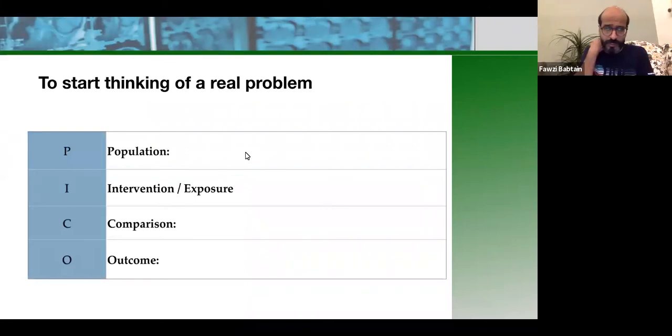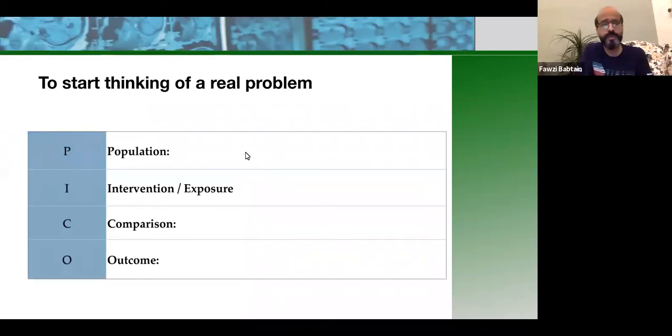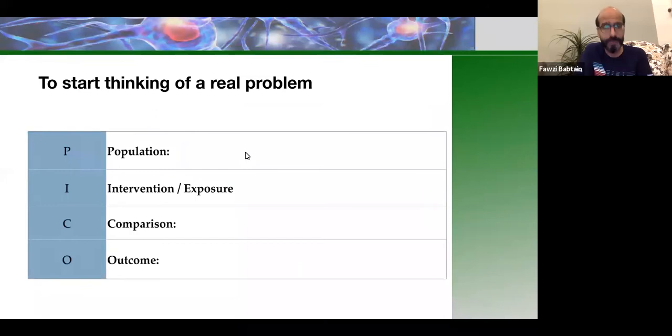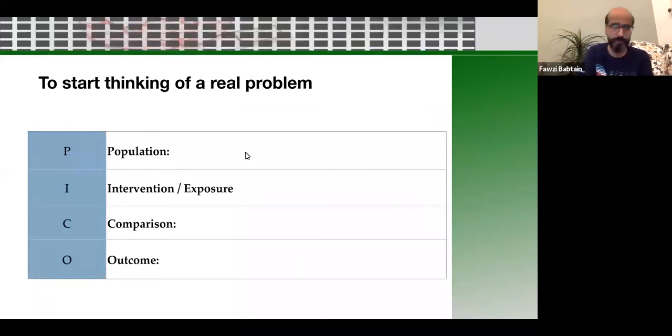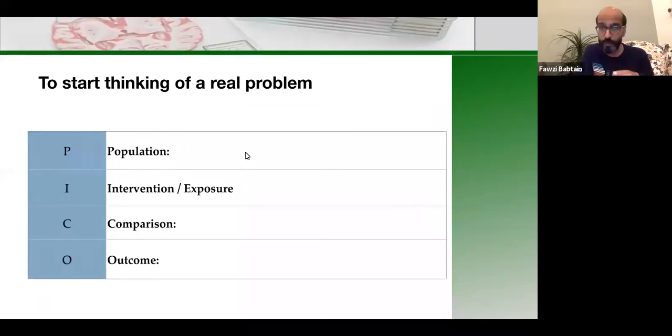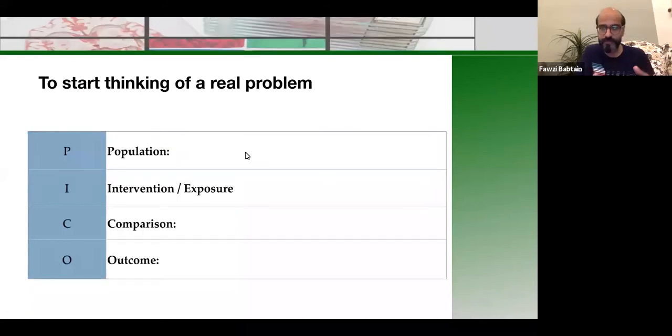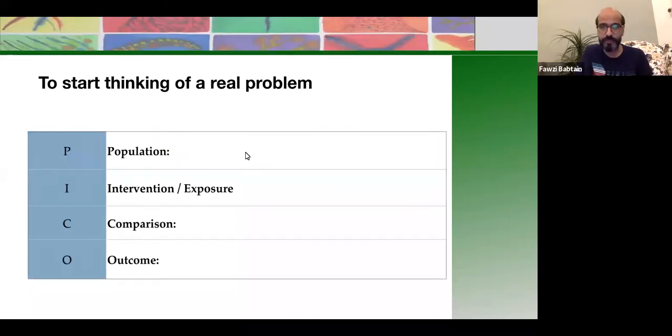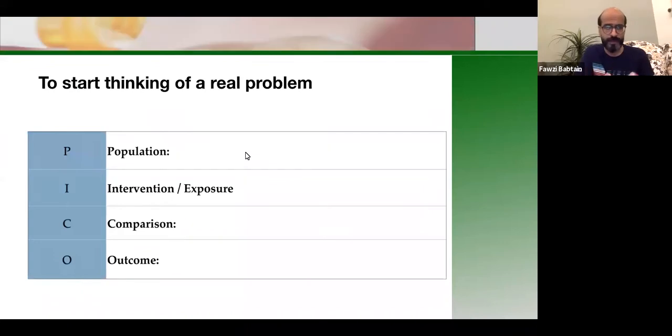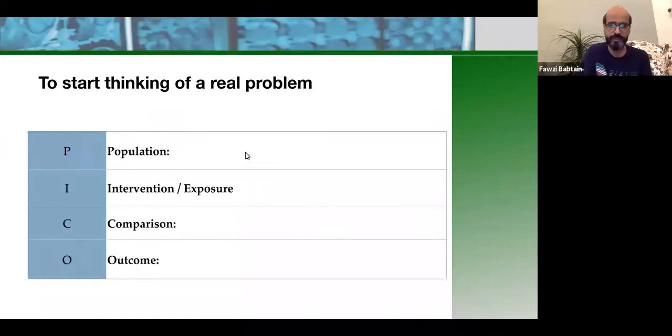And once you start your problem, I'm sure you came across the PICO, or the population, intervention/exposure, comparison, and outcome. I will try to apply this whenever I have a problem that we need to translate to an idea that need to be designed in a clinical research fashion. Okay.